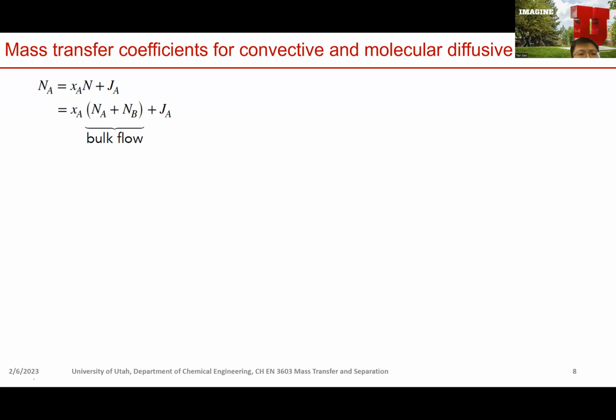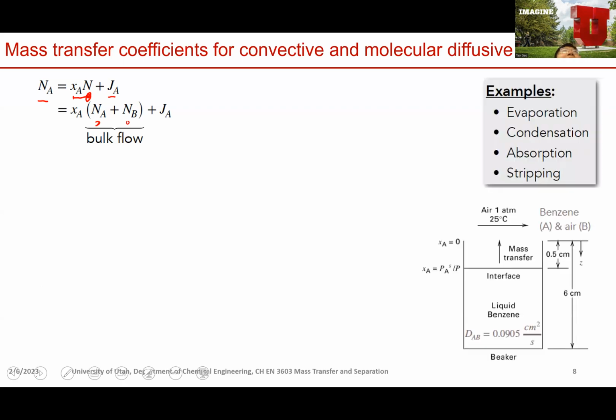So in this case, we start from the total molar flux equation, right? That consists of the convective flux due to bulk motion plus the diffusive flux. And the convective molar flux for a binary system, here N is the total convective flux. For a binary system, it's made of the total molar flux of A and B, right, due to bulk flow.